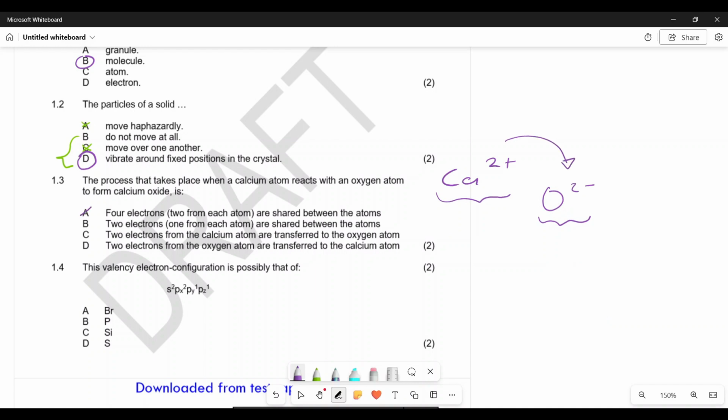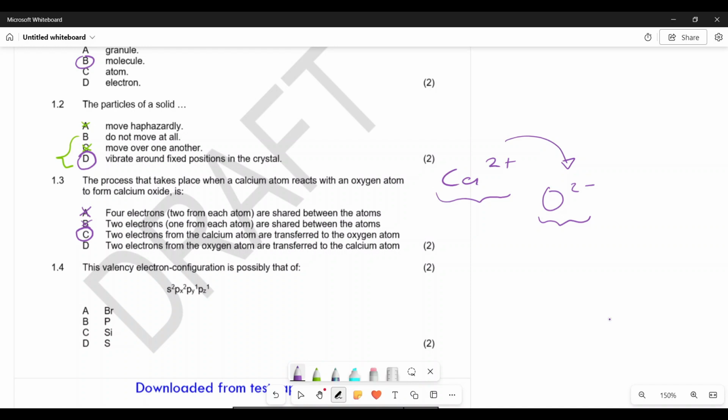So let's see here. A won't apply. B says two electrons, one from each atom, are shared between the atoms. Also B won't apply. Now, two electrons from calcium atoms are transferred to the oxygen atom. So 1.3 will be C. During the formation of calcium oxide, your calcium loses two valence electrons to its oxygen atom.